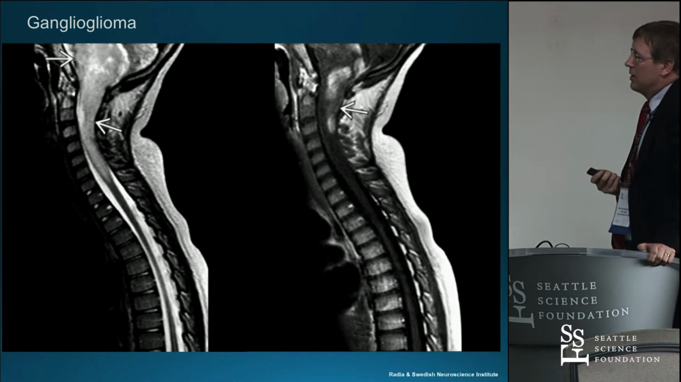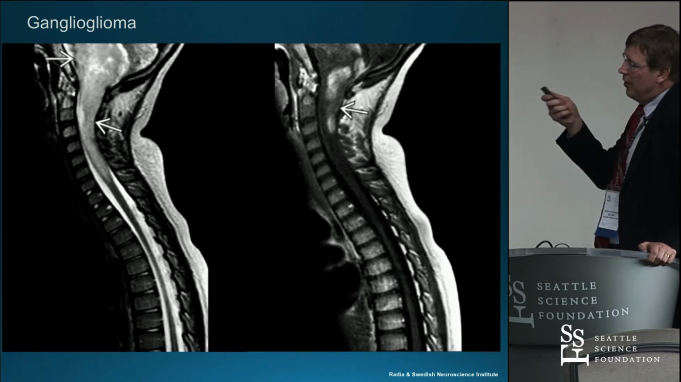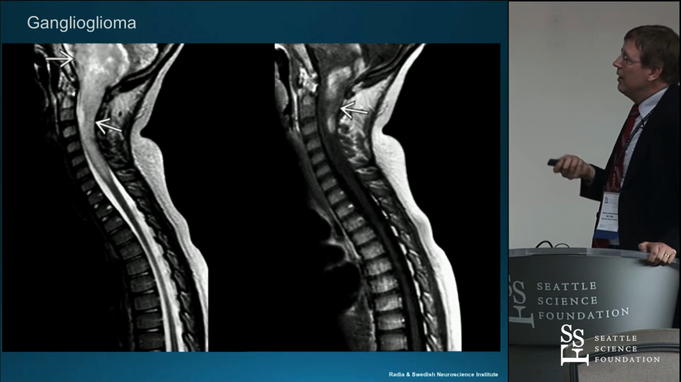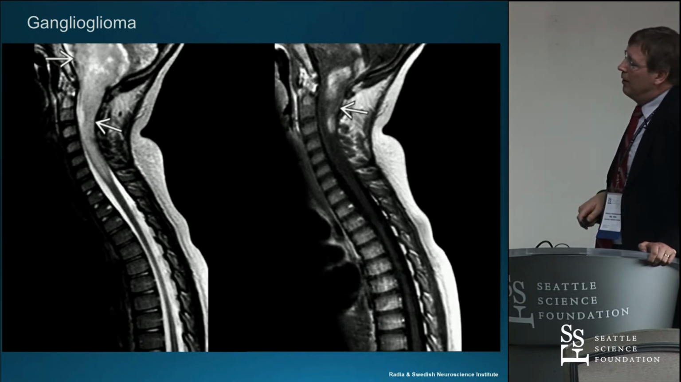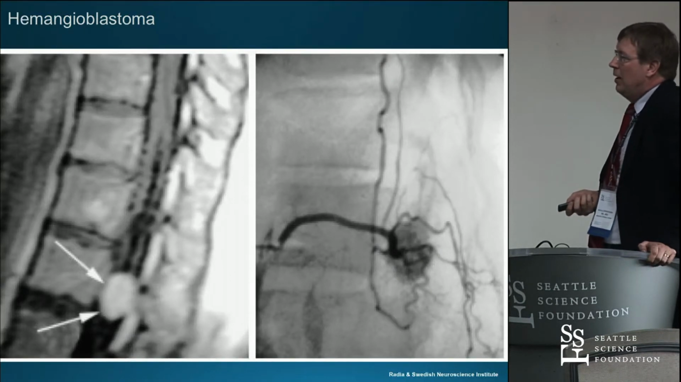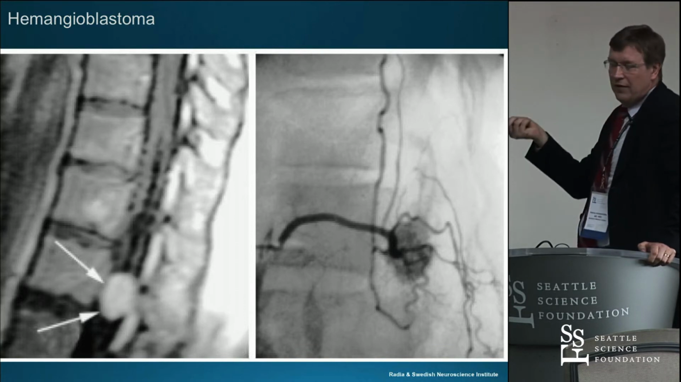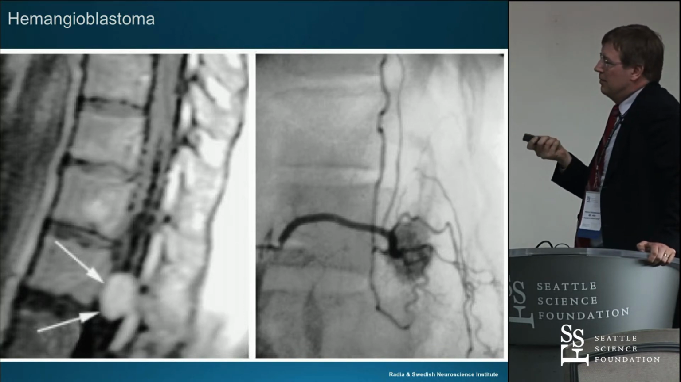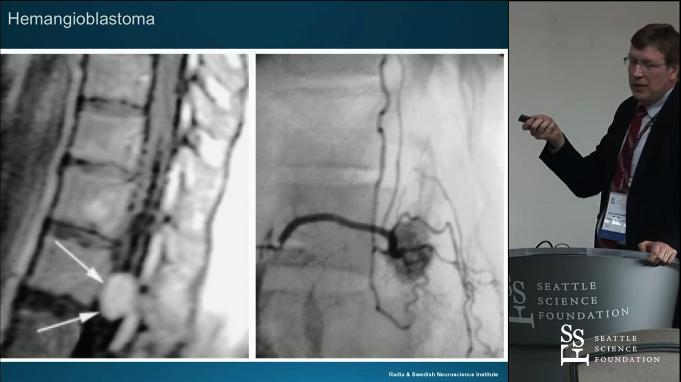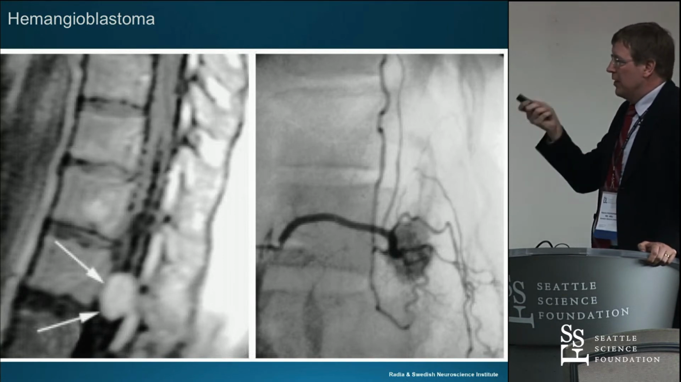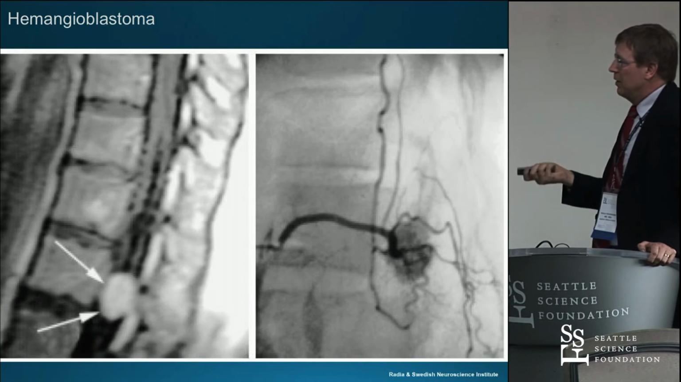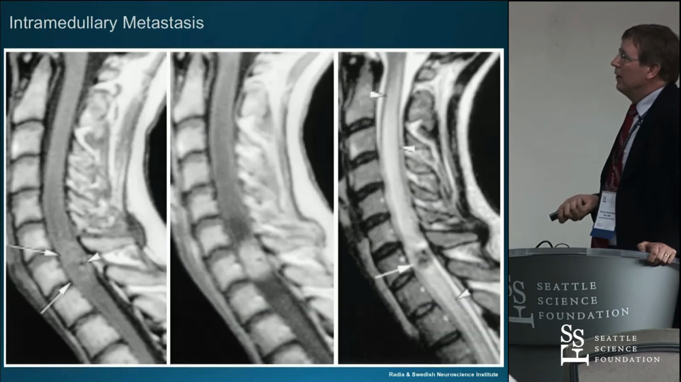Ganglioglioma is another tumor I just included here. It's very similar to astrocytoma. However, the key features here are that it often involves the brainstem and multiple vertebral body segments, typically more than 3 or 4. Hemangioblastoma is an avidly enhancing intramedullary lesion. On the right we have an angiogram showing it's a very vascular lesion. Sometimes we can see that vascularity on MR, but we can certainly see it on an angiogram. There's a feeding artery and draining veins.